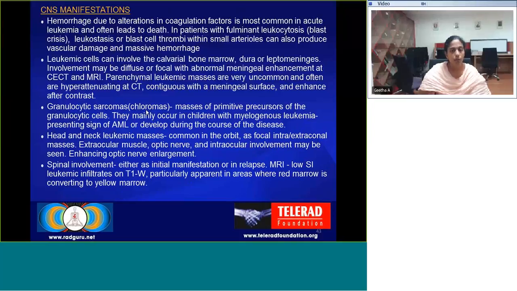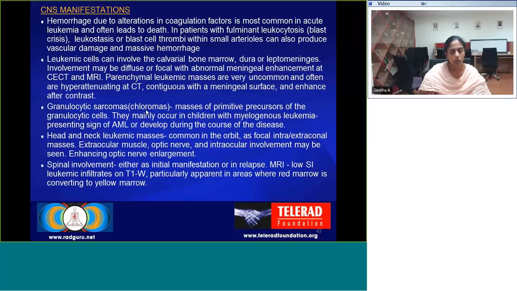Involvement may be diffuse or focal with abnormal meningeal enhancement on CT and MR. Parenchymal leukemic masses are very uncommon and often hyperattenuating on CT, contiguous with a meningeal surface, and enhanced after contrast.